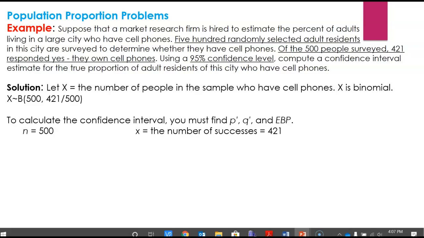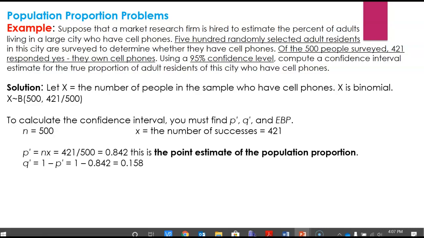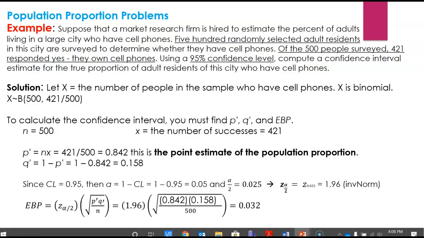So n is 500, x is the number of successes, 421, p prime is x divided by n, which is 421 over 500, or 0.842. This is the point estimate of the population proportion. Q prime will be 1 minus p prime, or 0.158. Since the confidence level is 0.95 and we have a normal distribution, z of alpha over 2, as in our other calculations using inverse norm, will be 1.96.